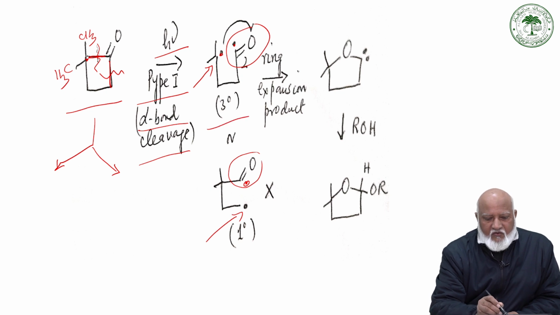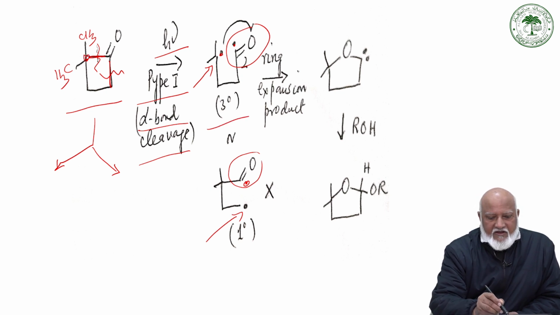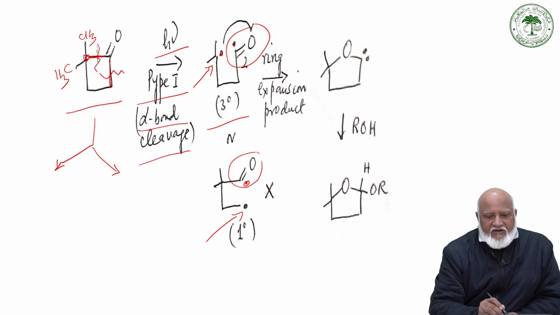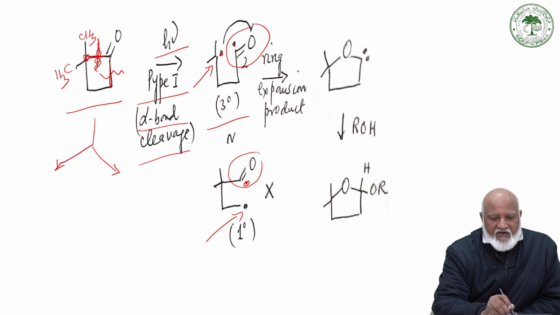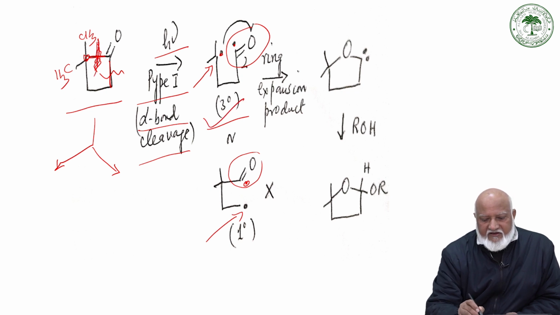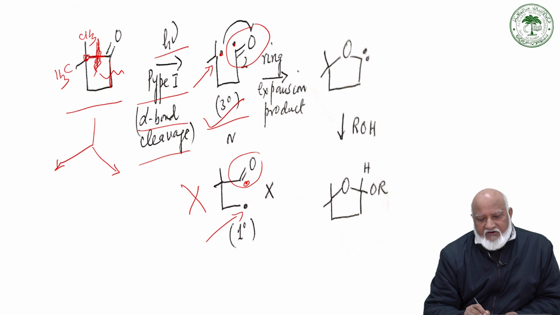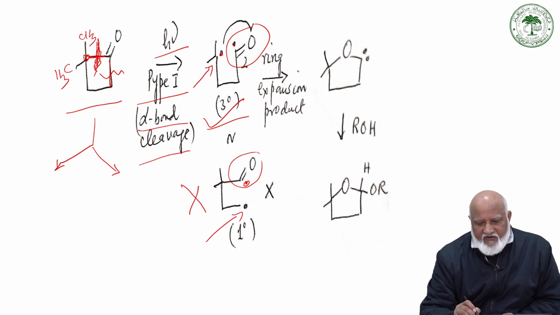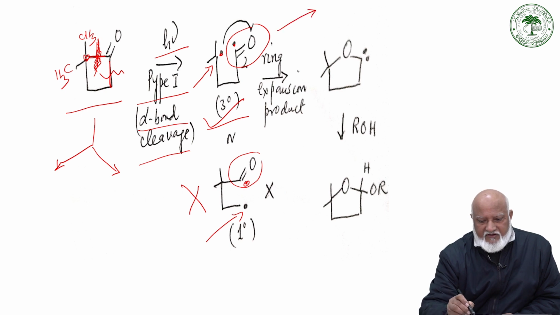So when the alpha carbon is substituted, there will be a preferential alpha bond cleavage to give the more stable carbon-centered radical. So this will cleave preferentially this bond to give this radical and not the less stable carbon-centered radical. And now this is open to the different products, as we have seen in the last lecture, where it undergoes three different types of reaction: A, B and C.